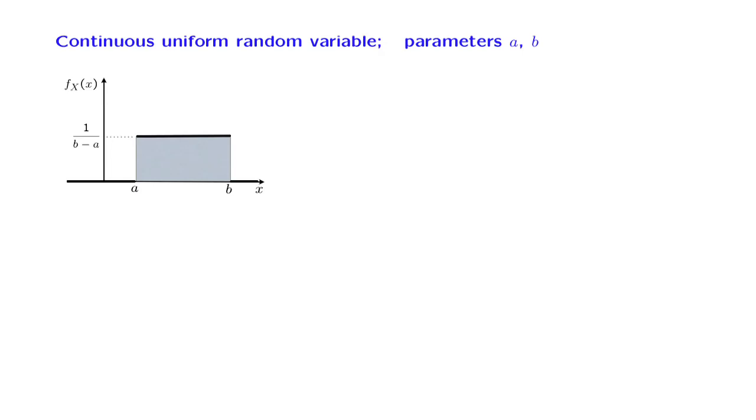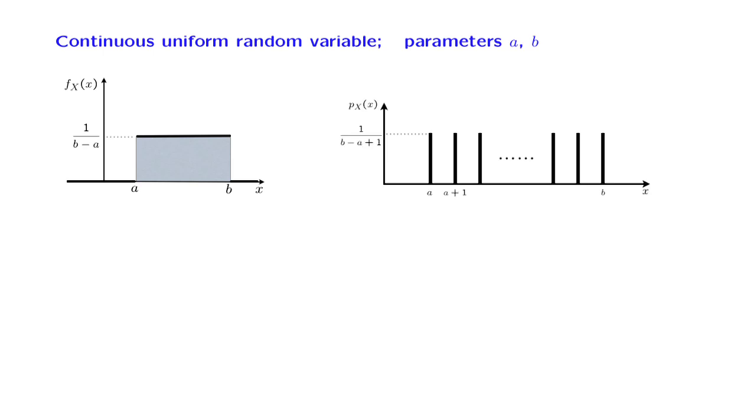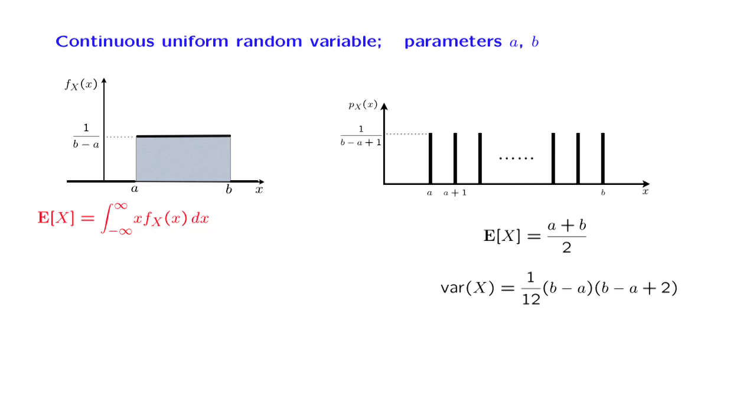As an example of a mean variance calculation, we will now consider the continuous uniform random variable, which we have introduced a little earlier. This is the continuous analog of the discrete uniform, for which we have already seen formulas for the corresponding mean and variance. So let us now calculate the mean or expected value for the continuous case.